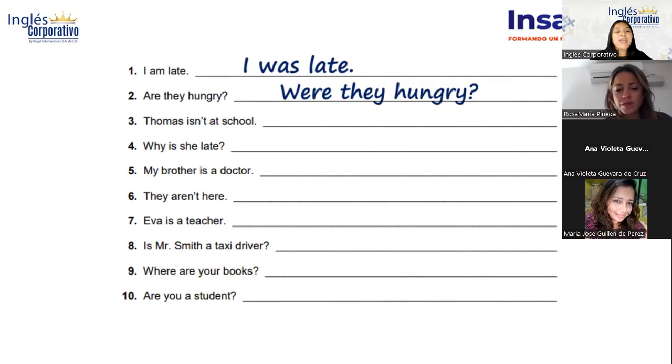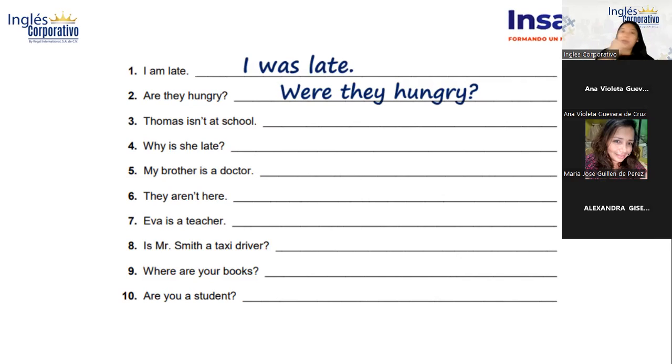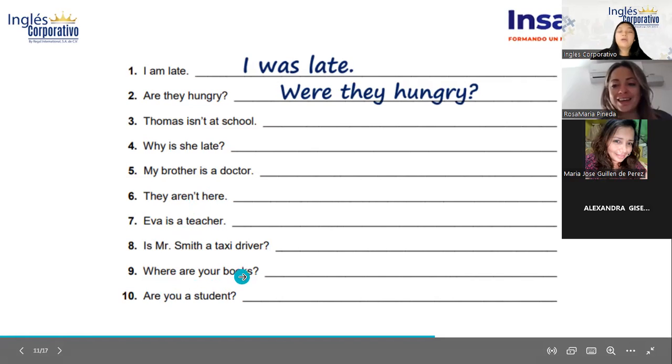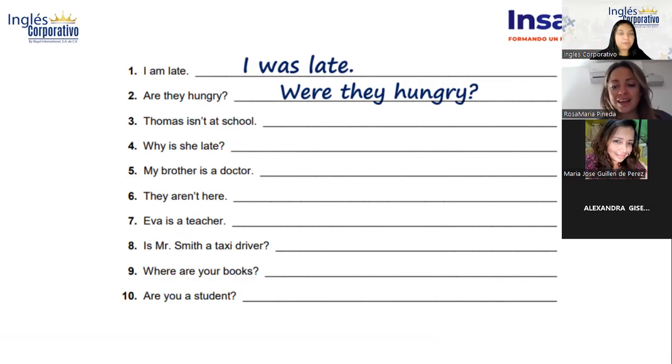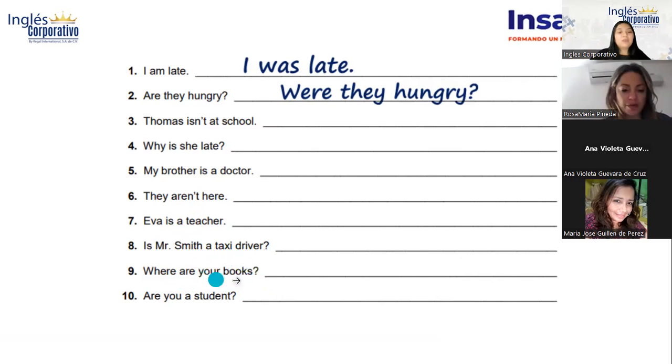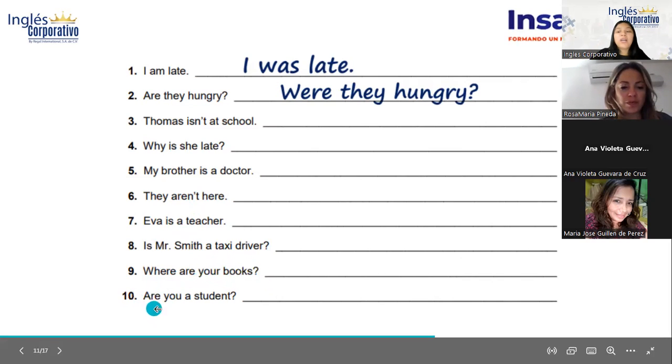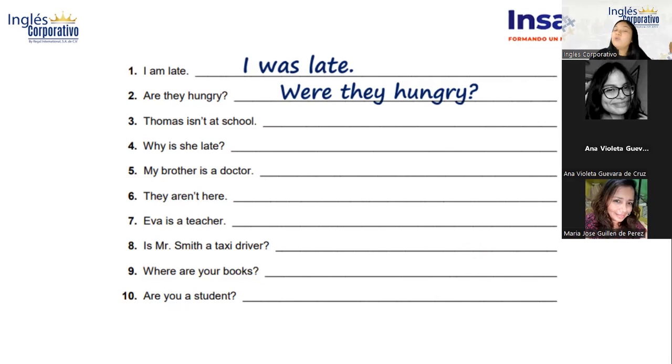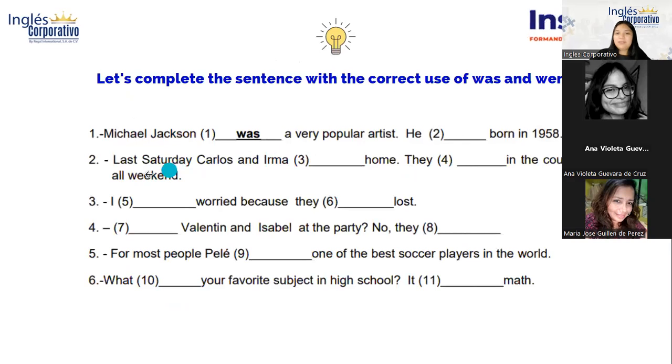Very good. Number nine. Where are your books? Where were your books? Okay. Your books. ¿Cómo se dice, perdón? Where were your books? Okay. And the last one. Are you a student? Were you a student? Very good. Okay. Very good. Excellent. Okay. Very good. Okay.